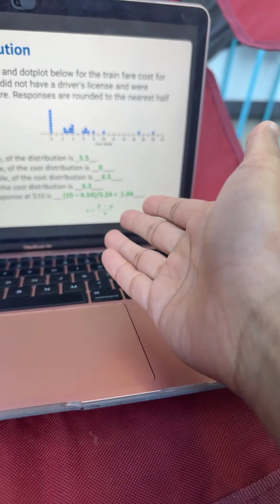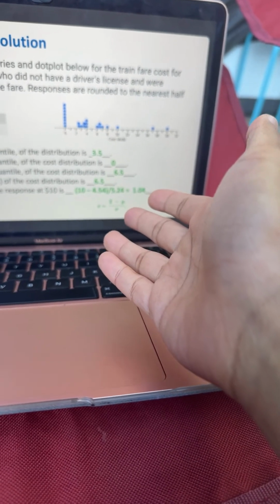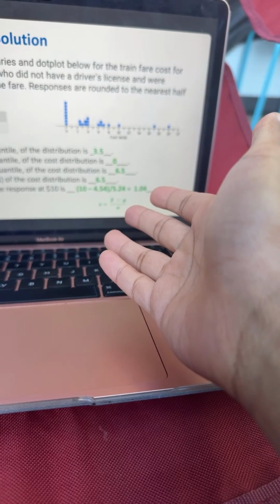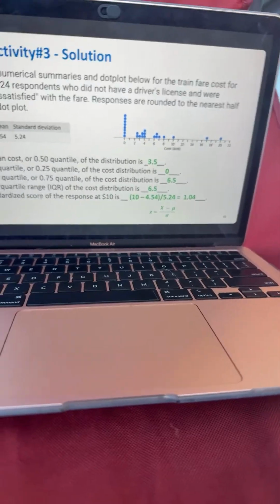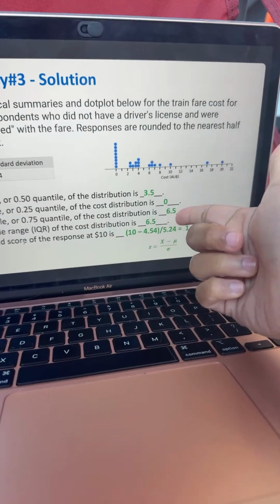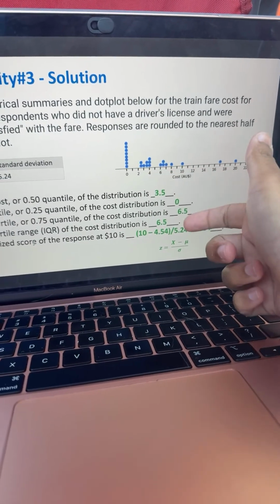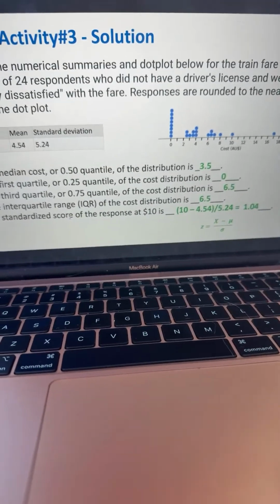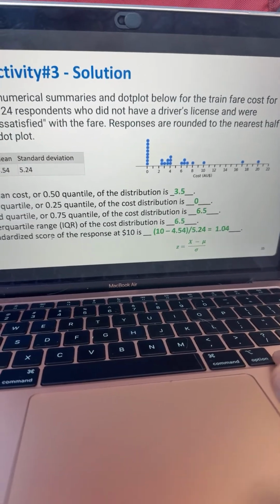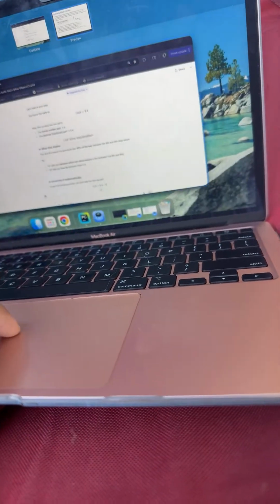What? So x is not 24. x is actually 10, right? What is x supposed to be in the z-score? Well, I got these right. I said 8.5, but it's 6.5. So yeah, I know these ones. So what is x in the z-score?